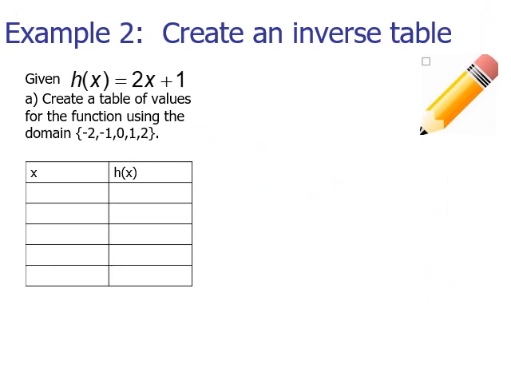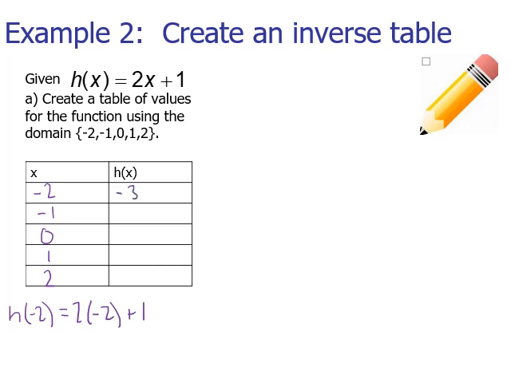Given the function h of x equals 2x plus 1, we're going to first create a table of values for the function using the domain that is stated here. So my inputs are the domain, -2, -1, 0, 1, and 2. When I plug -2 in for h, h of -2 tells me to take 2 times -2 plus 1. Well, it's -4 plus 1 is -3.